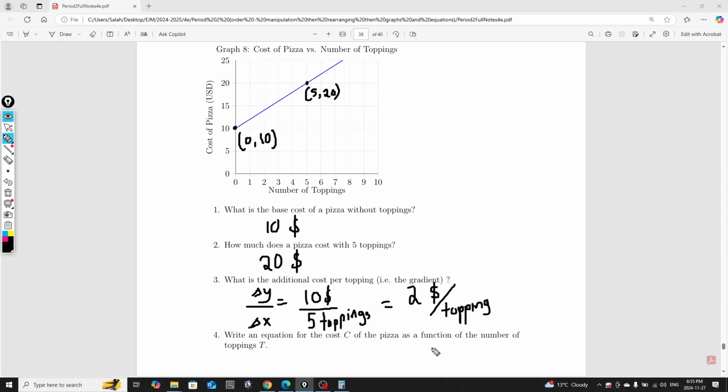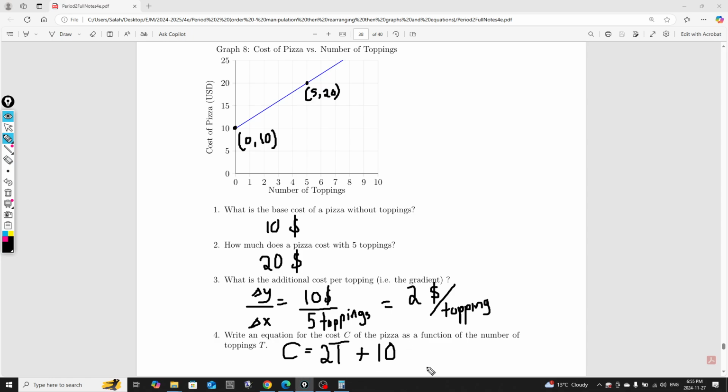Write an equation for the cost of the pizza as a function of the number of toppings. Okay, so the cost, which is our dependent variable, equals the slope times the independent variable. Now our slope is 2. We already calculated that. So 2 times the toppings, which is capital T, according to this, plus the y-intercept, which is 10. Okay? So there you go.